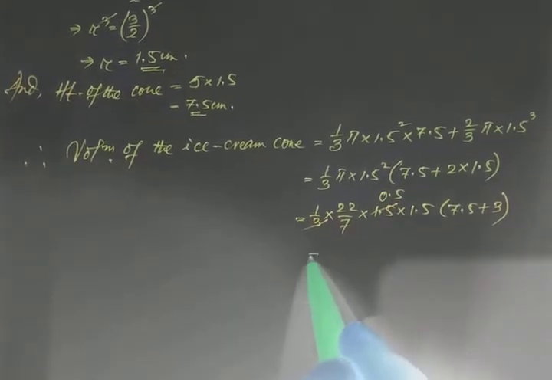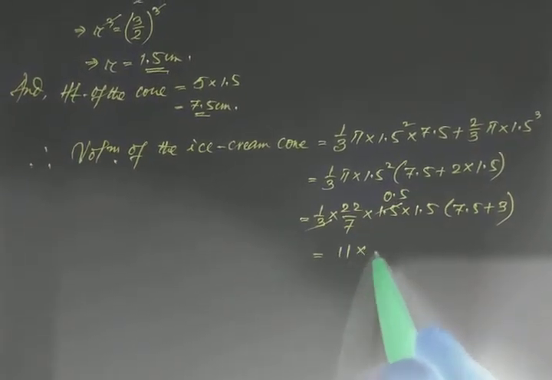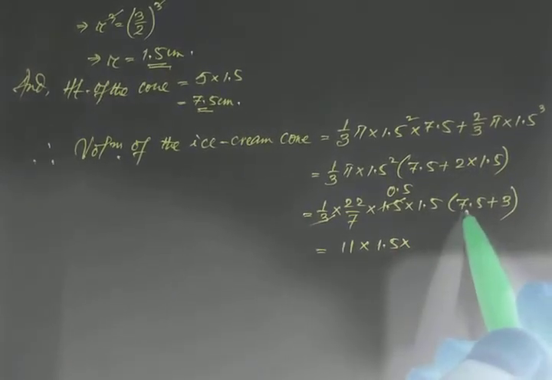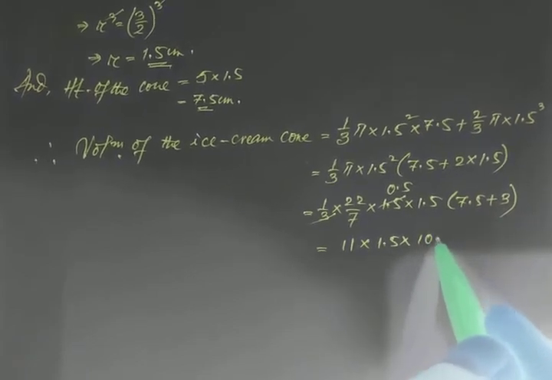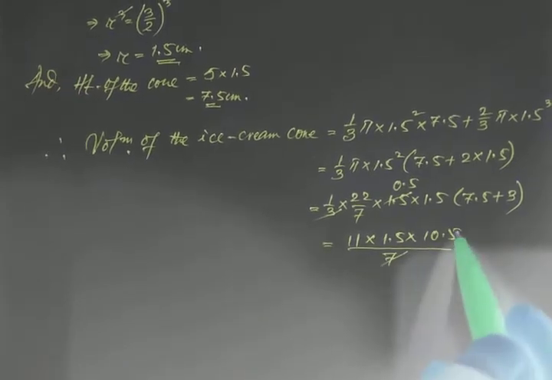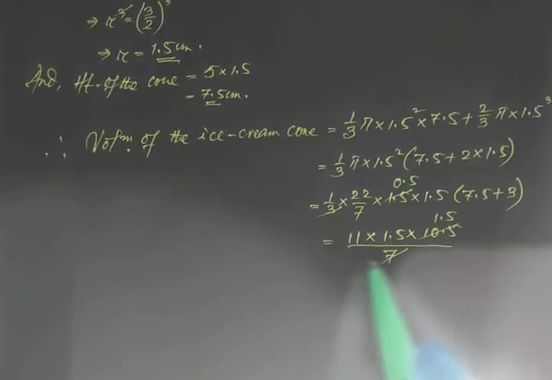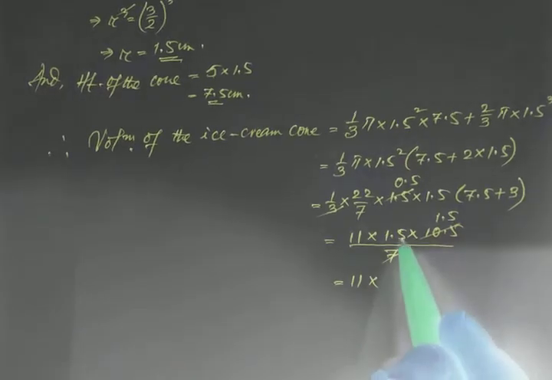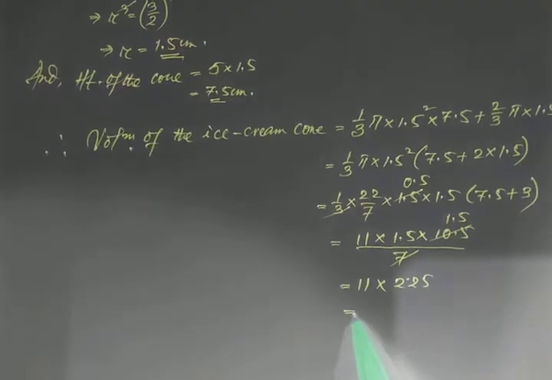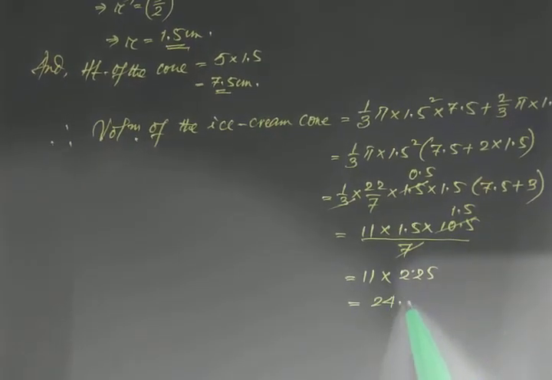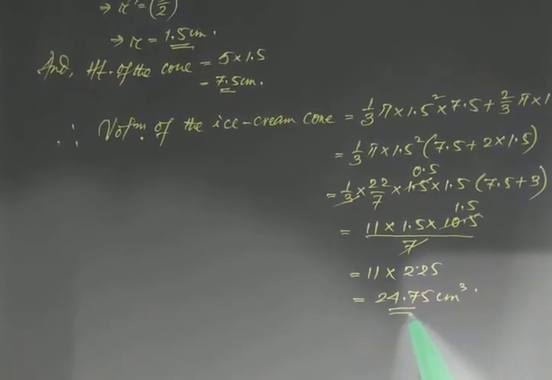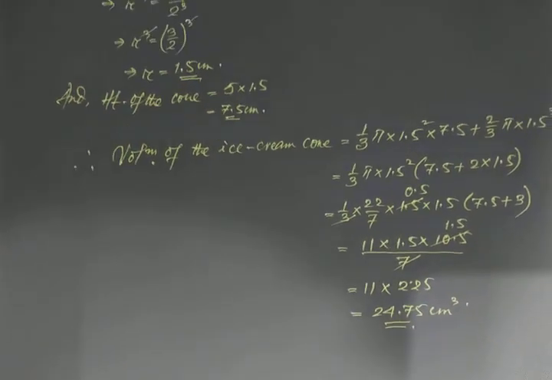0.5 gives 1.5. On multiplying 11 into 7.5 plus 3 gives 10.5, and here I have 7 left. 7, 1 is 7, 7 5 35, 11 into 15 gives 225, and point here. And multiplying this, we have 24.75 centimeter cube. So the volume of the ice cream cone is 24.75 centimeter cube.